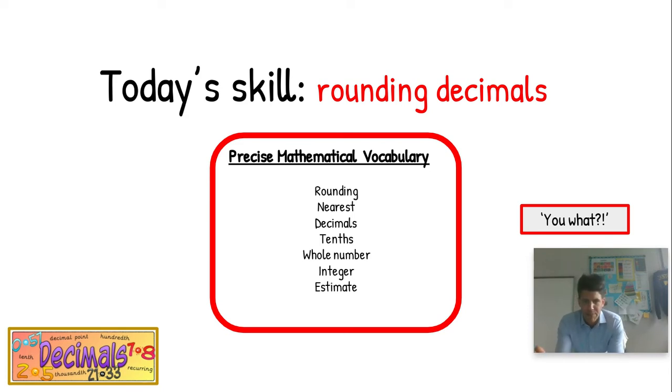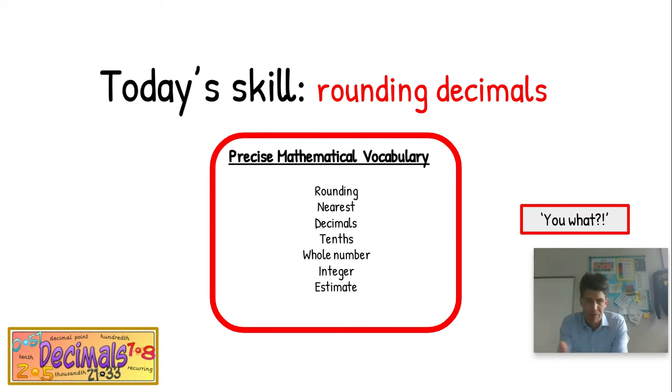So here is the vocabulary for today. That word rounding, so whether we round the number up or we round it down to a whole number. Nearest, because we're looking at the nearest whole number when we decide how to round the number. Decimals, because we're going to be rounding decimal numbers. We're going to be looking at the tenths column. That's the important column that we look at today when we decide how to round a number.